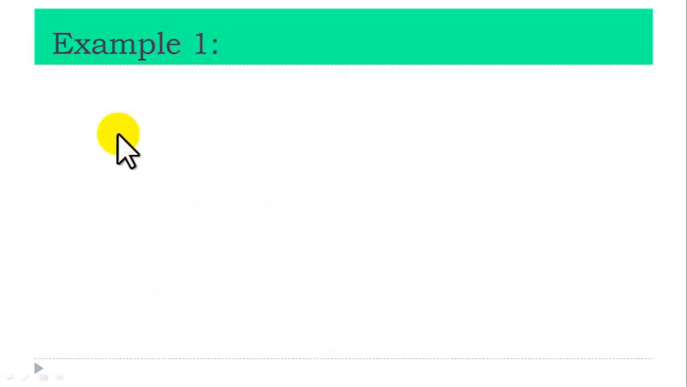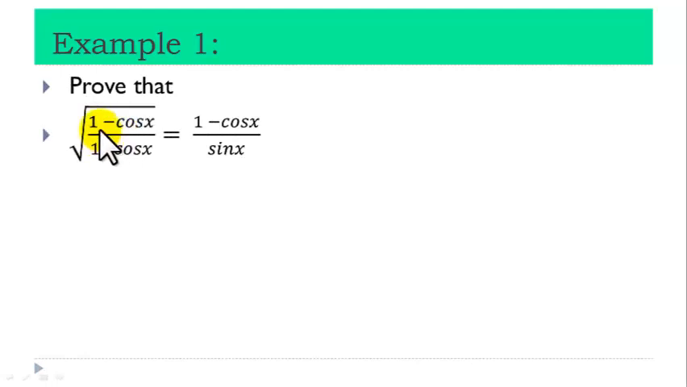Example 1. Prove that the square root of 1 minus cos x all over 1 plus cos x is equal to 1 minus cos x all over sin x. Proof. Note that in proving an identity, we have to either start from the left hand side and show that it is equal to the right hand side, or we start from the right hand side and show that it is equal to the left hand side.